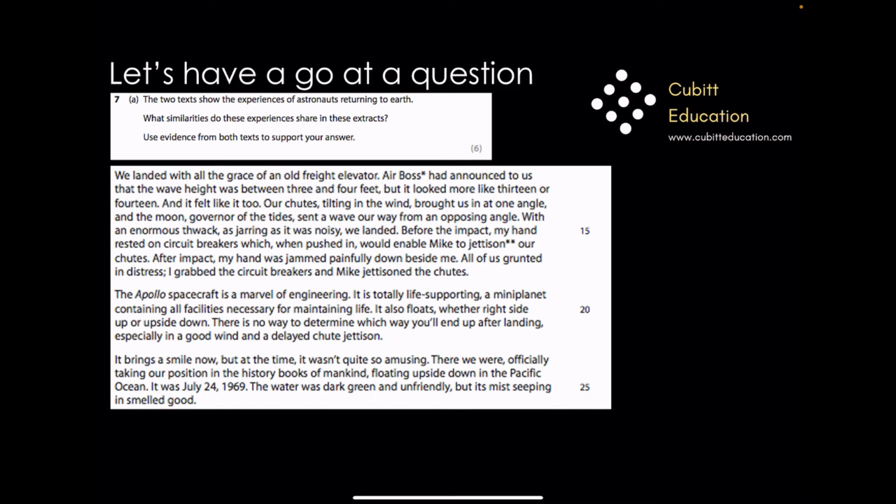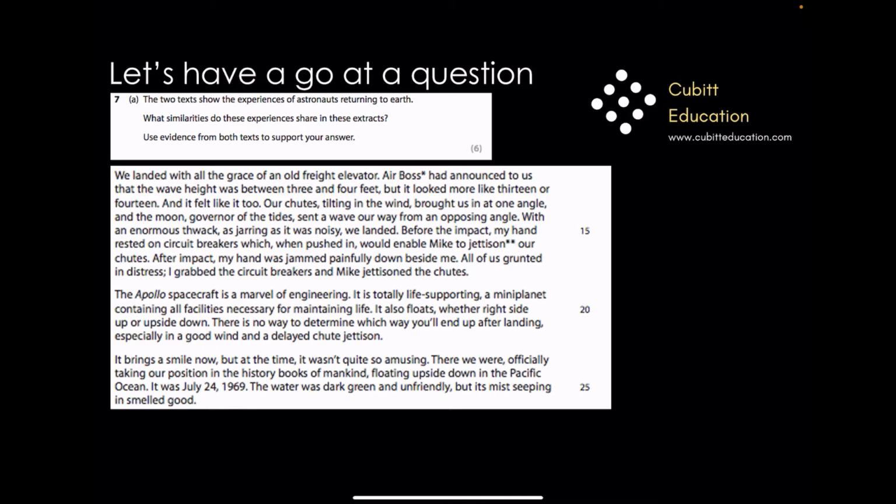We landed with all the grace of an old freight elevator. Airbus had announced to us that the wave height was between 3 and 4 feet, but it looked more like 13 or 14, and it felt like it too. Our chutes, tilting in the wind, brought us in at one angle, and the moon, governor of the tides, sent a wave our way from an opposing angle. With an enormous thwack, as jarring as it was noisy, we landed.